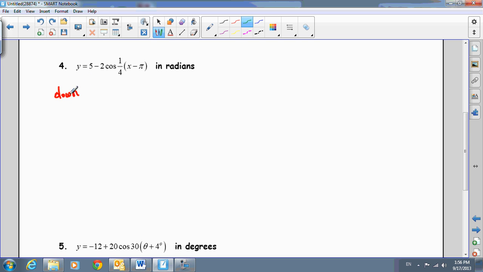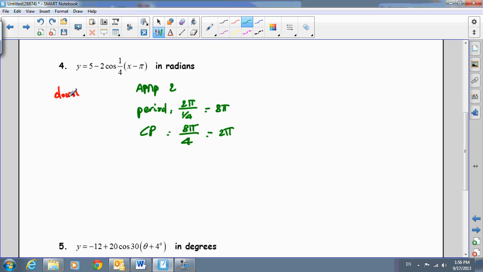Number 4, I have y equals 5 minus 2 cosine of 1/4 x. For number 4, I will start by saying my amplitude is here. Amplitude is 2. That tells you that you're going 2 units up and 2 units down from your axis. Your period here is 2 pi over 1/4. Copy, change, flip. That will give you 8 pi. And your critical point is your period over 4. If you do 8 pi over 4, you should get 2 pi.